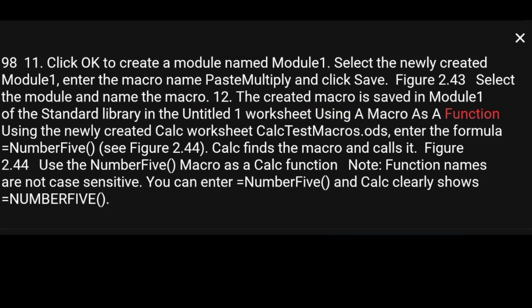Using a macro as a function, using the newly created Calc worksheet CalcTestMacros.ods. Enter the formula =Number5, see Figure 2.44. Calc finds the macro and calls it. Figure 2.44: Use the Number5 macro as a Calc function. Note, function names are not case sensitive. You can enter =number5 and Calc clearly shows =NUMBER5.